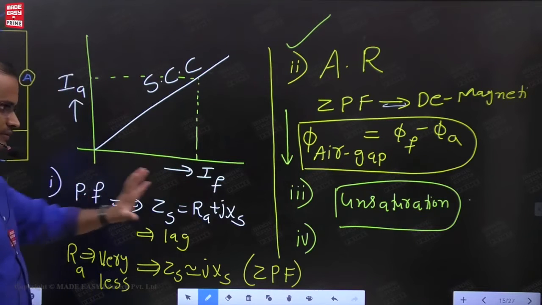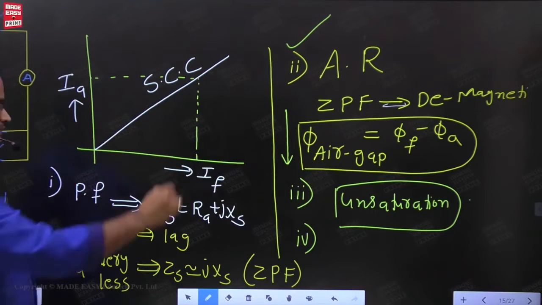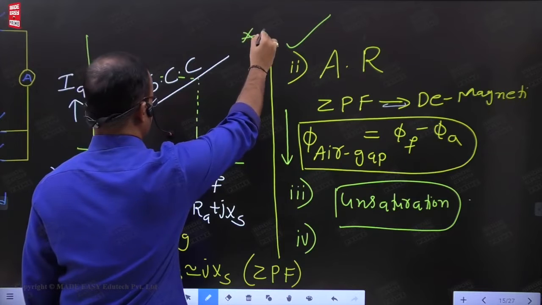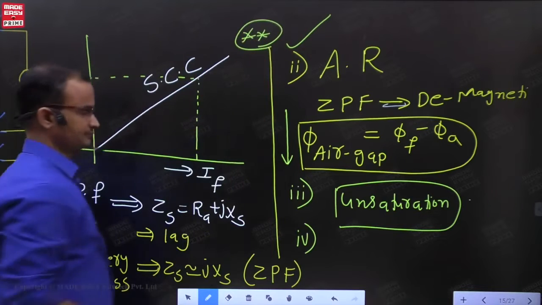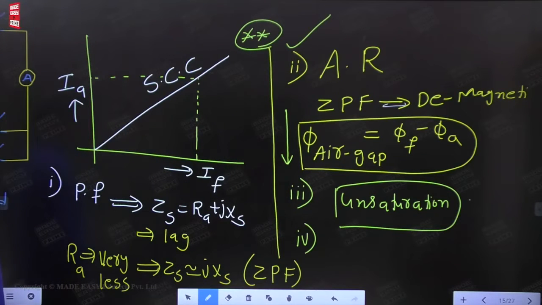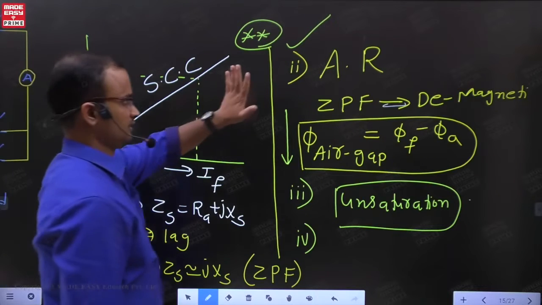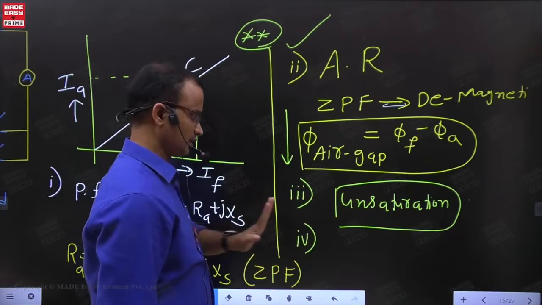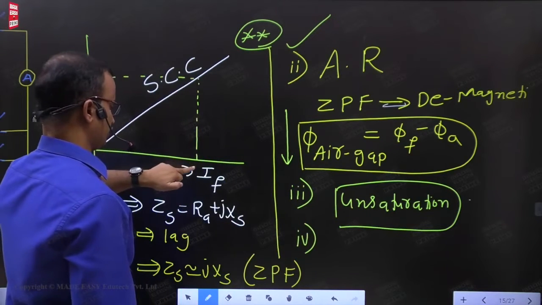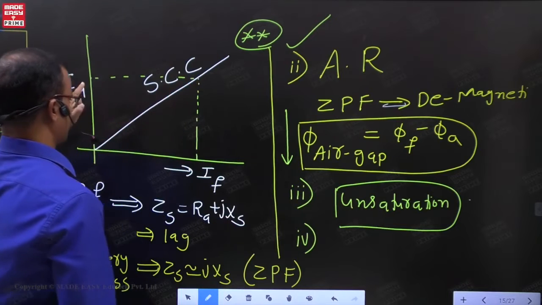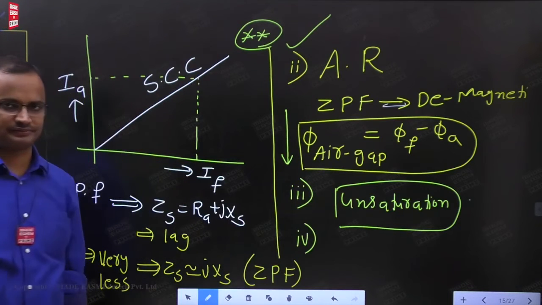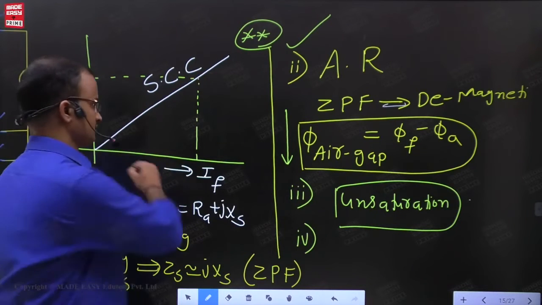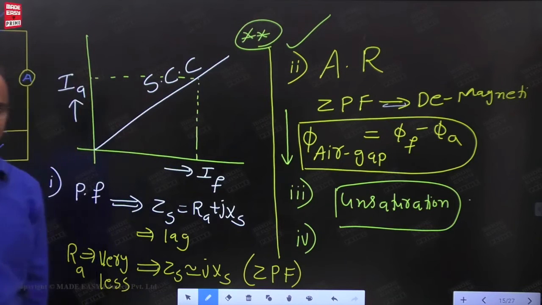Just remember all these points corresponding to SCC. From the objective questions point of view, SCC is very important. The nature of power factor, the nature of armature reaction, why SCC is linear. And the last point: by knowing only one field current and the corresponding armature current, the complete SCC can be obtained. What is the reason? SCC is linear.